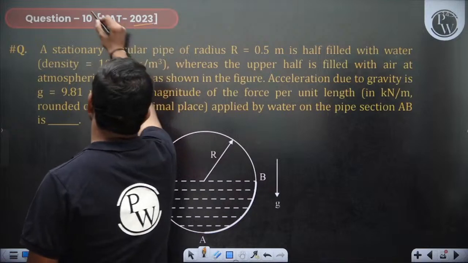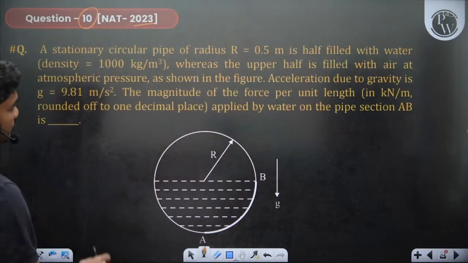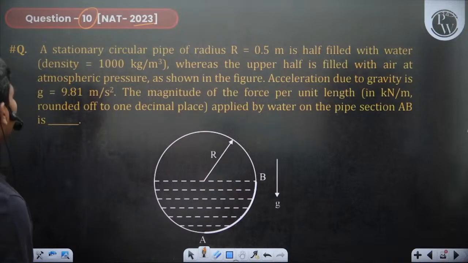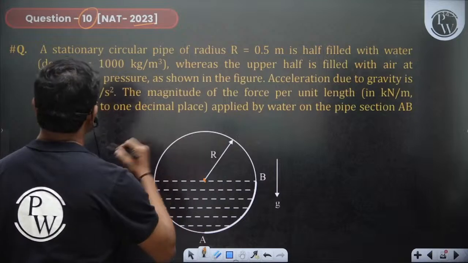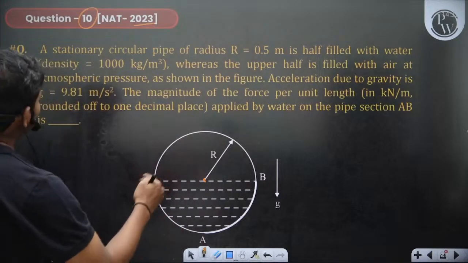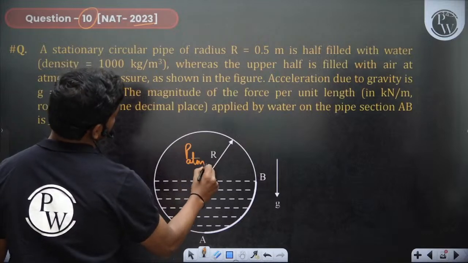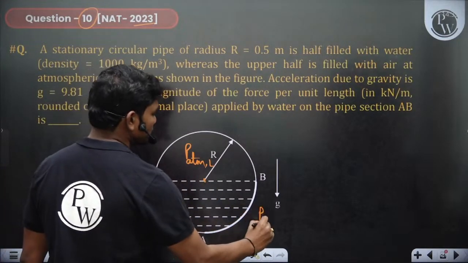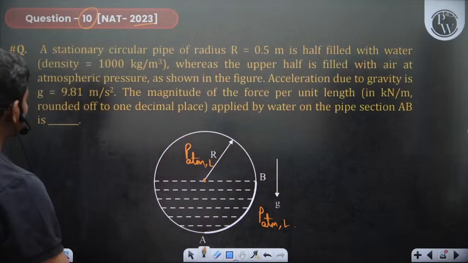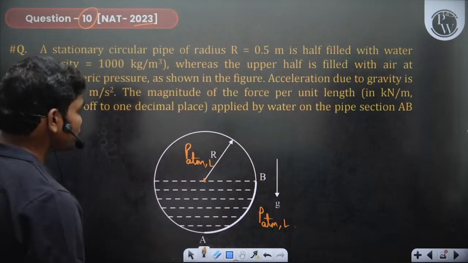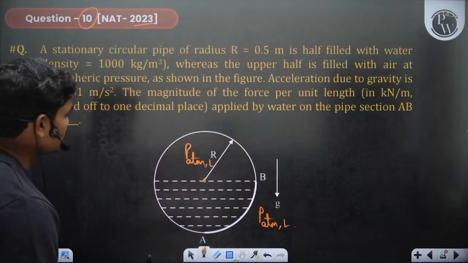2023 again. A stationary circular pipe. So we have a circular pipe of radius r equal to 0.5 meters, half filled with water. So the pipe is only half filled with water. The radius is r, whereas the upper half is filled with air at atmospheric pressure. So here the pressure in this chamber is P atm, and outside this pipe also it is P atm. As shown in the figure, acceleration due to gravity is 9.81. Find the magnitude of the force per unit length, rounded off to 1 decimal, applied by the water on the pipe section AB. So where is AB?